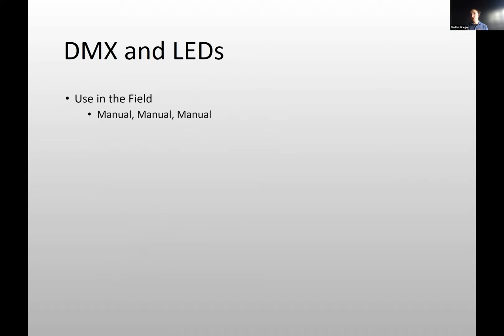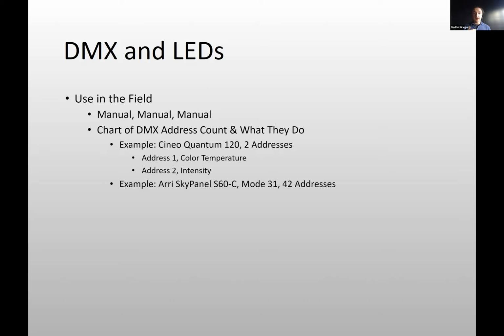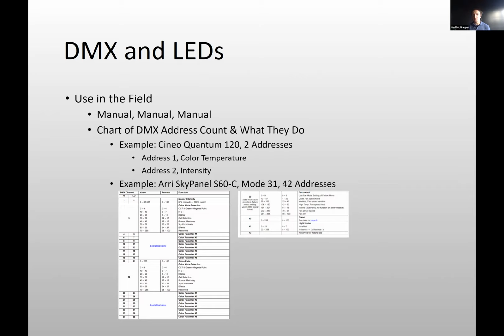Again, this is used in the field: if you are responsible for the control of an LED fixture, get the manual. In most manufacturers' manuals, you will get a chart of the DMX address count with a full report of what they do. And these can vary kind of anywhere from, this is a slightly older PowerPoint, so this fixture doesn't even really exist anymore, but the Quantum 120 was a two address fixture. It was intensity and color temperature. The other end is the Aperture Sky Panel S60-C, mode 31, which has 42 addresses. There is now a much more vigorous example of this, which is the 360, which I think in its most unpacked form can have more than 200 addresses.